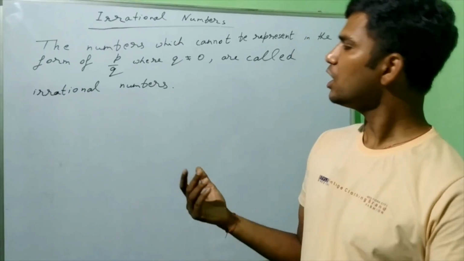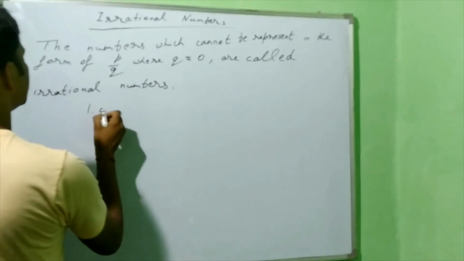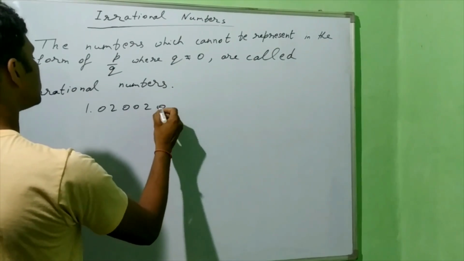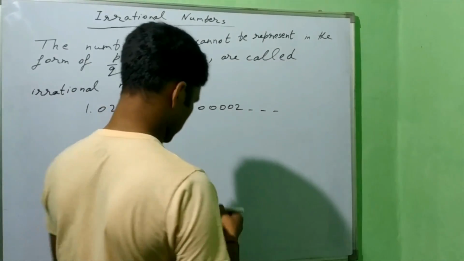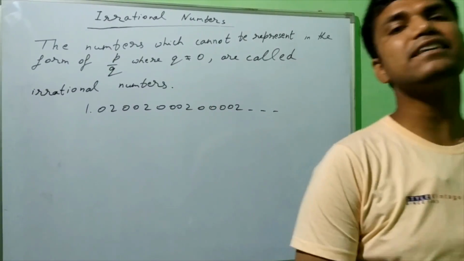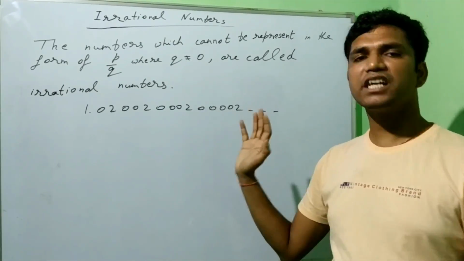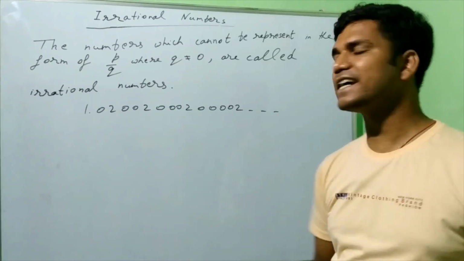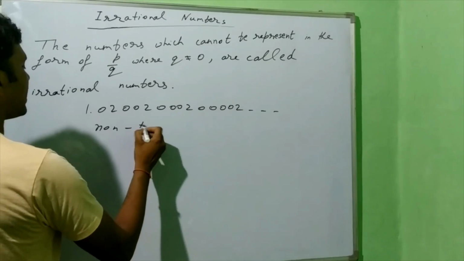For example, 1.0200200020002 and so on. This number is neither repeating nor terminating. So this number is an irrational number. We can say that irrational numbers are non-terminating and non-repeating.